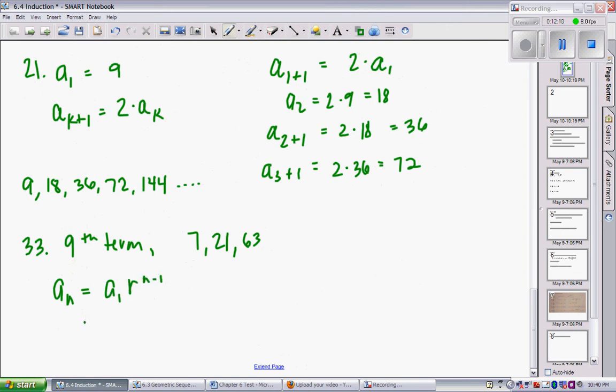I want the 9th term, so a sub 9 is equal to a sub 1, which is 7, times r, which in this case, what am I doing each time? Multiplying by 3. So 3 to the n minus 1. So I get 7 times 3 to the 8th. And that is my 9th term, which 3 to the 8th, oh boy. Let's see. You guys are probably faster on your calculators than me. But 3 to the 8th is 6561, times 7 is equal to 45927.